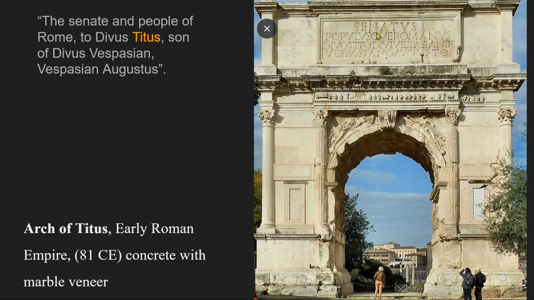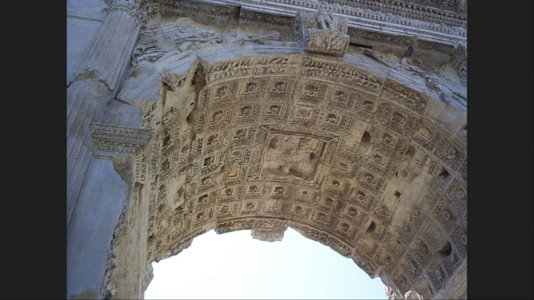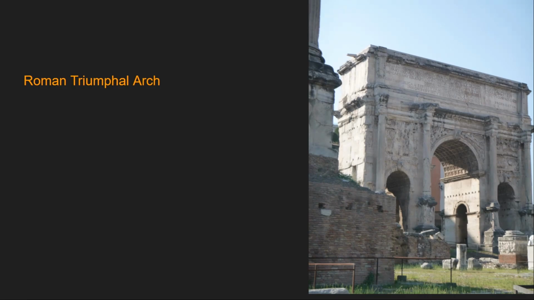At the top, it says, the Senate and people of Rome to Divus Titus, son of Divus Vespasian, Vespasian Augustus. This was created in honor of Titus by his predecessor. So it's called the Arch of Titus, even though it wasn't made by him. It was made after him, but it honors him. Here's the interior. If you're looking up, there's so many details.